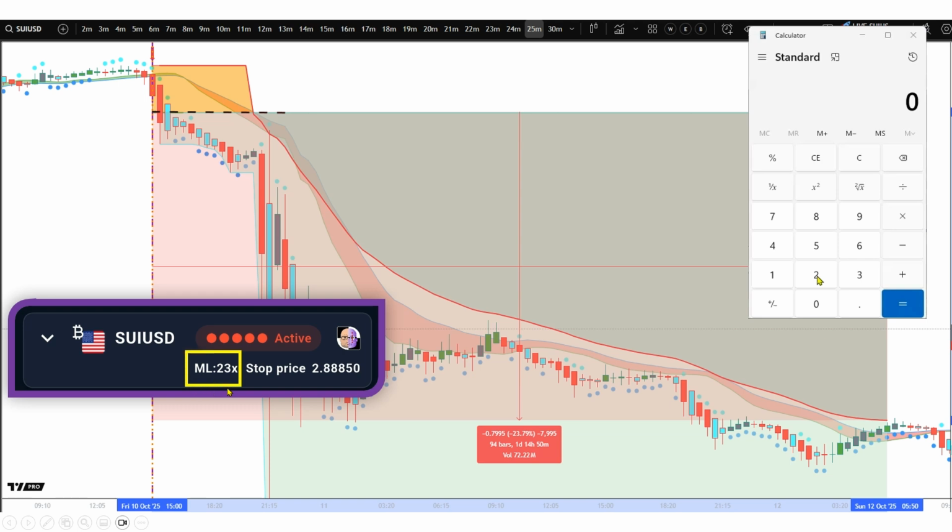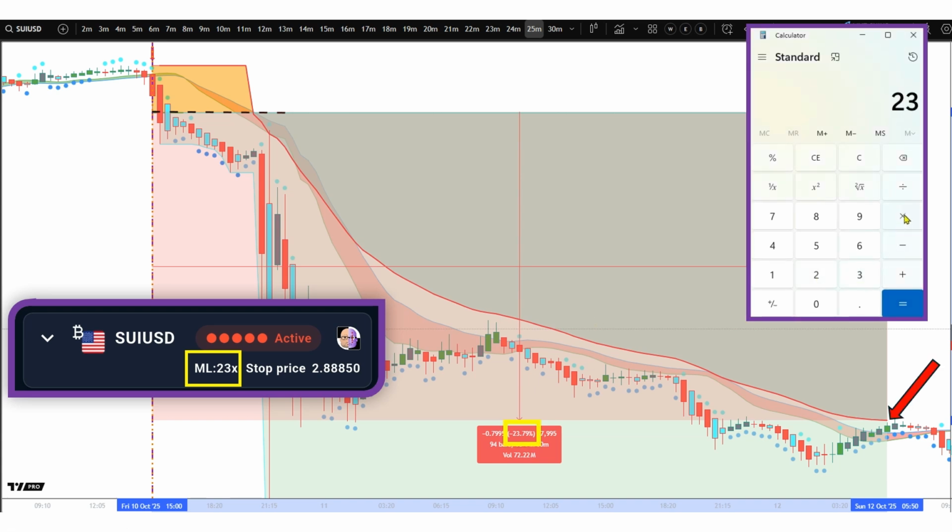This move continued through the weekend, closing on Sunday, the 12th of October. Unlike traditional futures, crypto perpetual futures trade 24/7. This move delivered a 23.79% price change. Multiply that by 23 times leverage, and you get a total gain of roughly 547% on that trade alone.